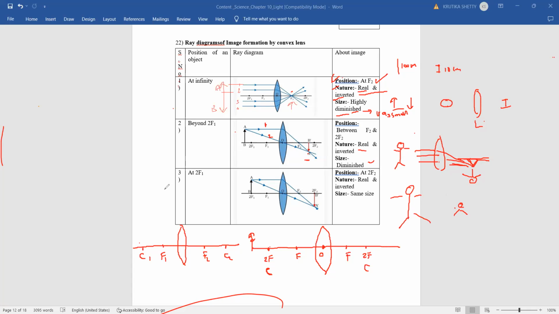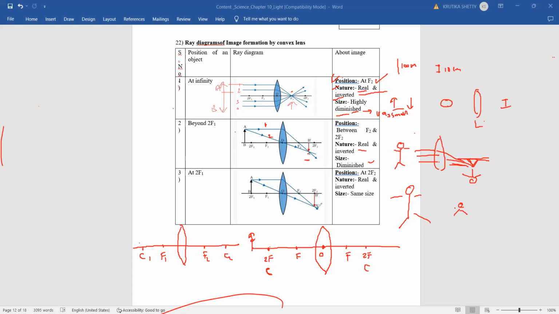Next, the third type. The third type is at 2F. So you have to plot the object at 2F. Again, the same two rays we have to plot. One is the ray which is parallel to the principal axis. When the ray is parallel to the principal axis, we know the first rule: it will bend and pass through the focus. The second type of ray is the one passing through the optic center. When a ray is passing through the optic center, it will move undeviated.